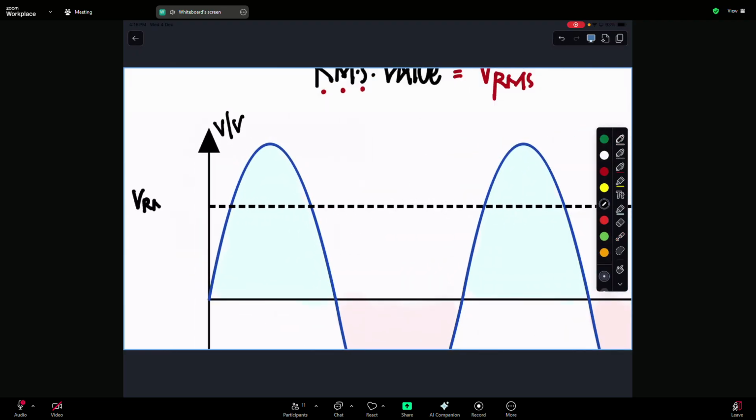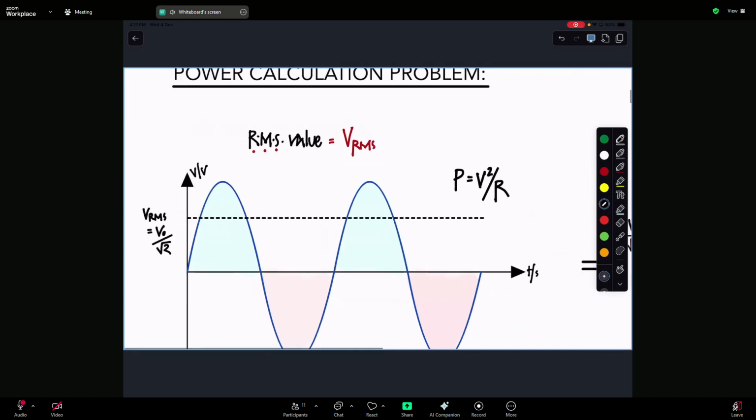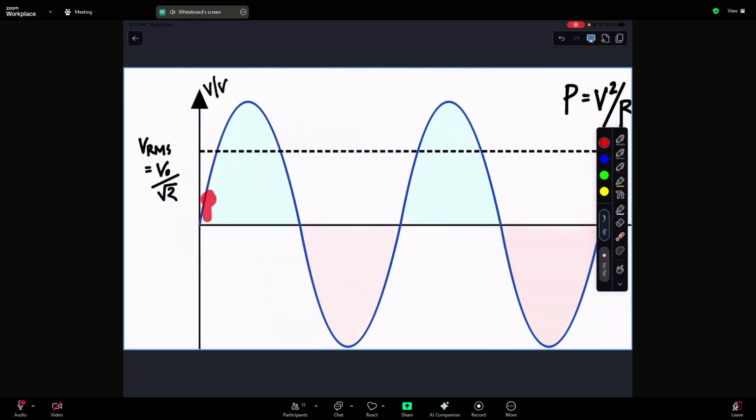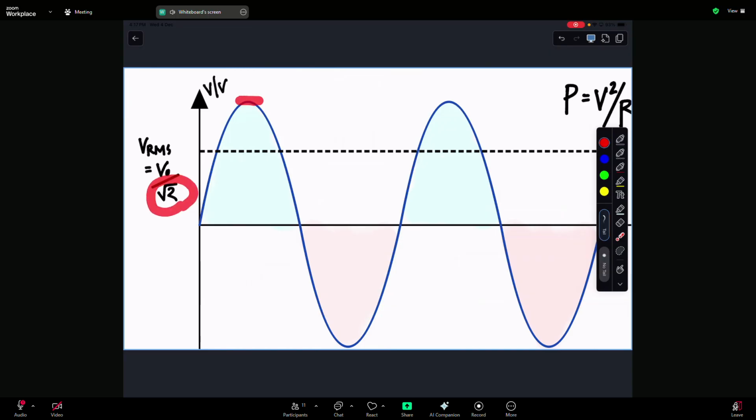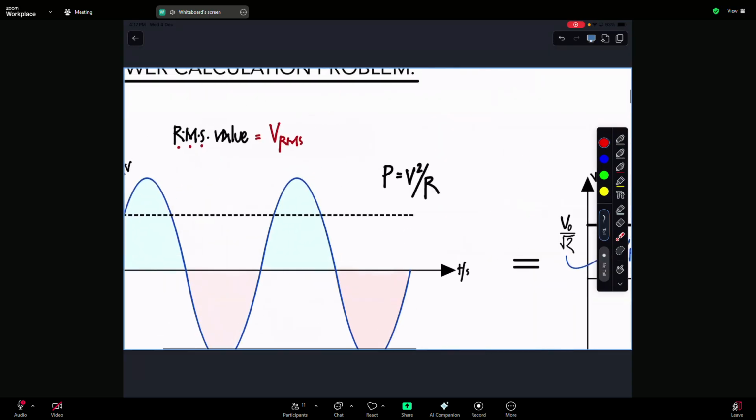VRMS যদি বের করতে চাও, there's a formula. It is your peak value divided by root 2. Now, root 2 comes from the math part that I don't want to get into. But the idea is that if you want to find the average of a sine function, it is the highest value divided by what? Root 2. And this is called VRMS.